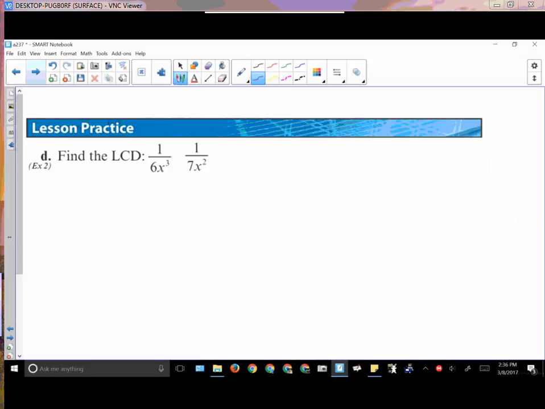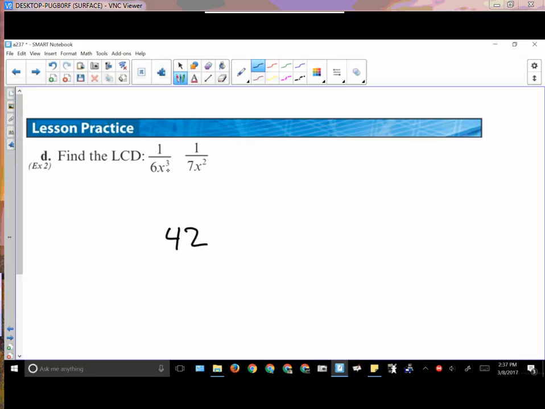So I'm looking at this one. 6 and 7. Are there any parts in common between 6 and 7 in terms of multiplication? And the answer is no. So that's just going to be what denominator then? What's 6 times 7?